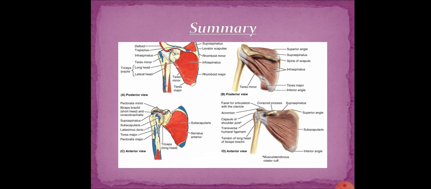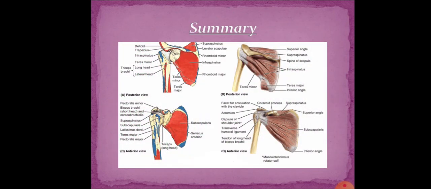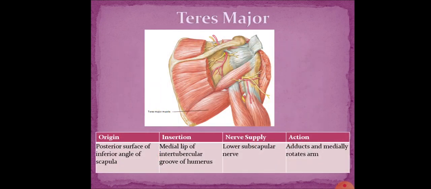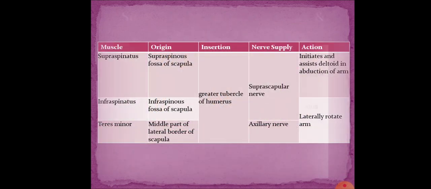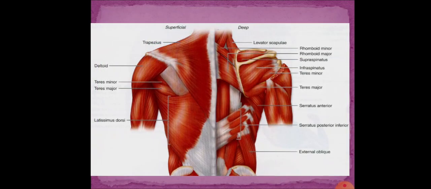Okay? Extrinsic muscles include trapezius, latissimus dorsi, levator scapulae, rhomboid minor, rhomboid major. Levator scapulae, rhomboid minor and rhomboid major are supplied by the nerve to the rhomboids.